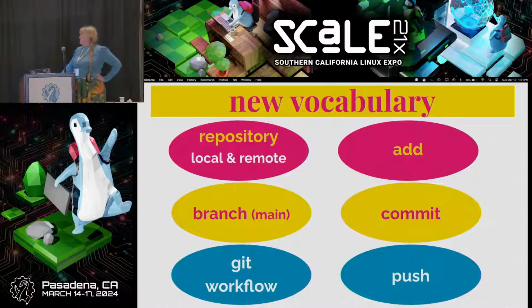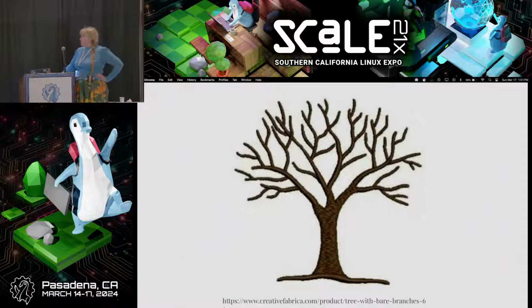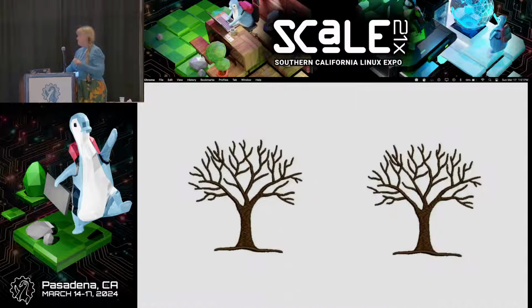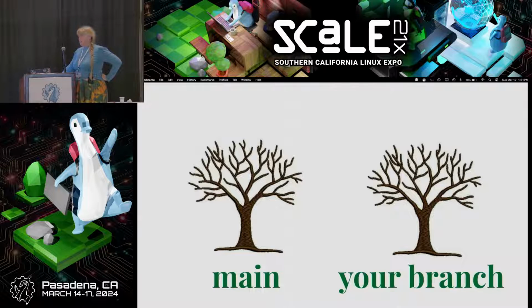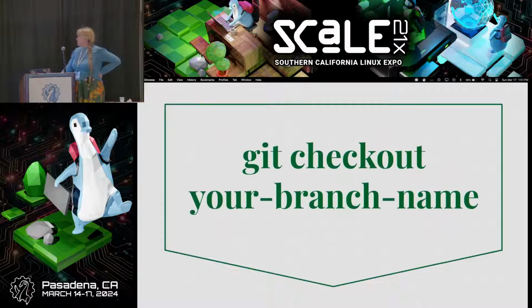Next up, new vocabulary. We're moving on to all the commit stuff, the Git workflow. So a branch is like a branch of a tree. That's where they got it from, I assume. This is your main tree, and the roots of the tree is the main. When you make a branch, you get the exact same tree. So that's main, and then your branch looks identical. So you get the same rubber ducky.